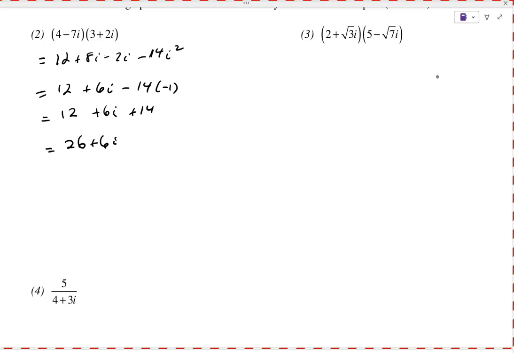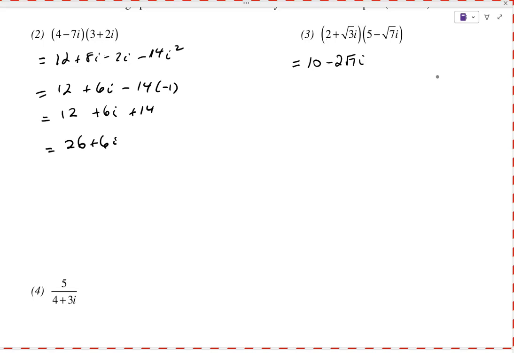Okay. So the second one looks a little bit ugly, but it's not bad. We're going to multiply it like we did before. We do the 2 times the 5, which gives you what? 10. 2 times negative square root of 7 times i gives you what? I just write it as 2 times square root of 7, right? They don't both have a radical in them, so I don't need to multiply it together. I just have 2 times square root of 7 times i.